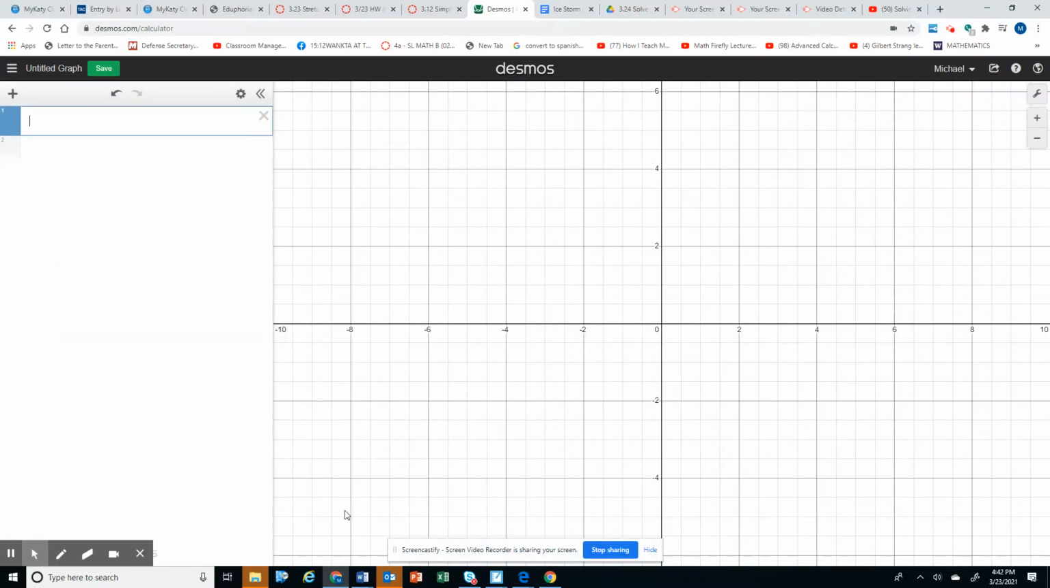So let's graph this. Y is equal to, give me a second, guys. There you go. So we have y is equal to parentheses x plus 4, and that's raised to the power of 2, minus 1. Okay. So that's the graph right there.